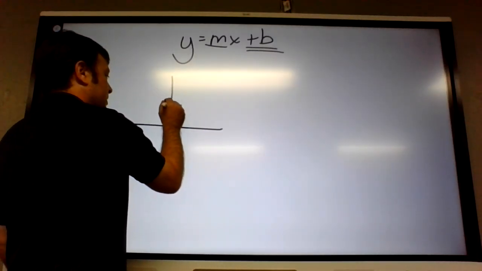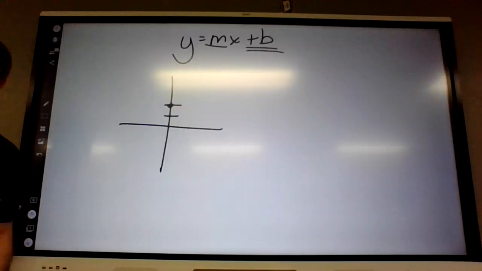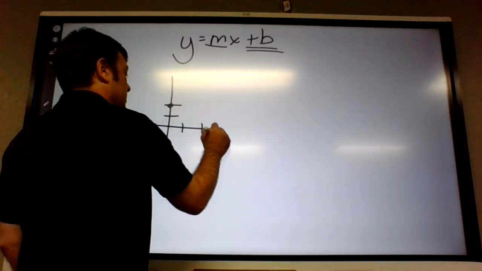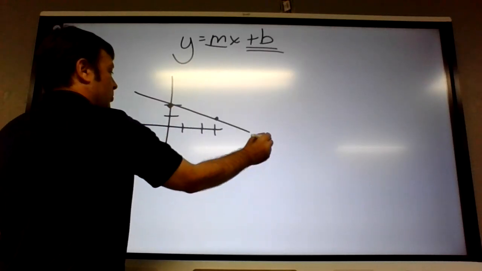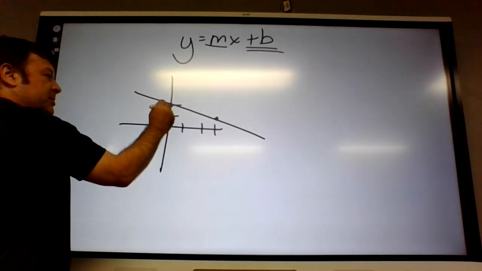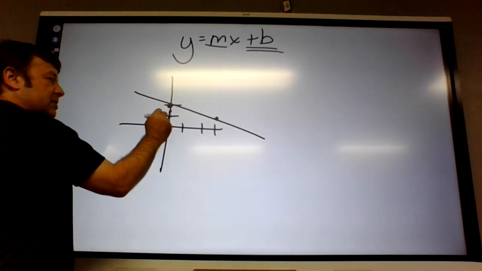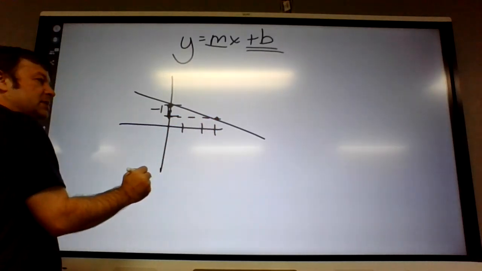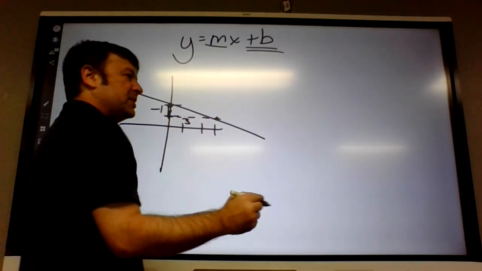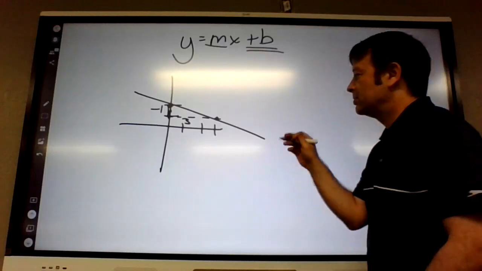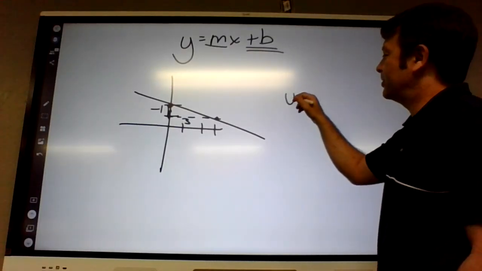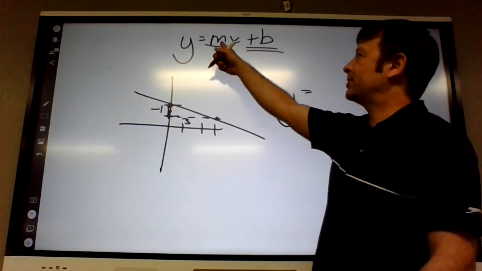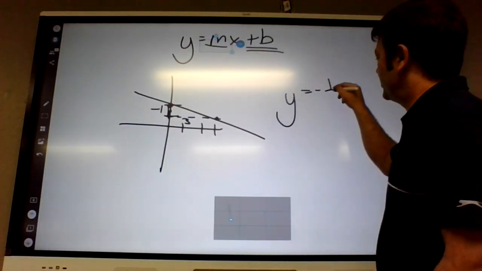3, 1. Okay, 3, 1. All right, so what is the rise between those 2 points? -1. What is the run? 3. So the slope is -1/3. So on our answer, the slope goes right here, right? y equals -1/3 x.